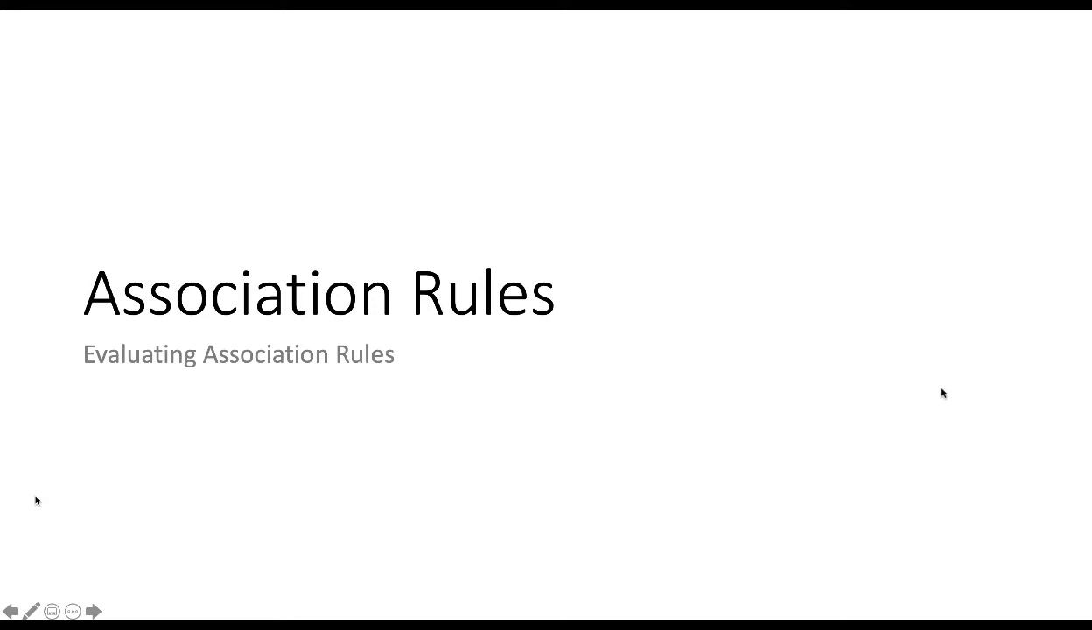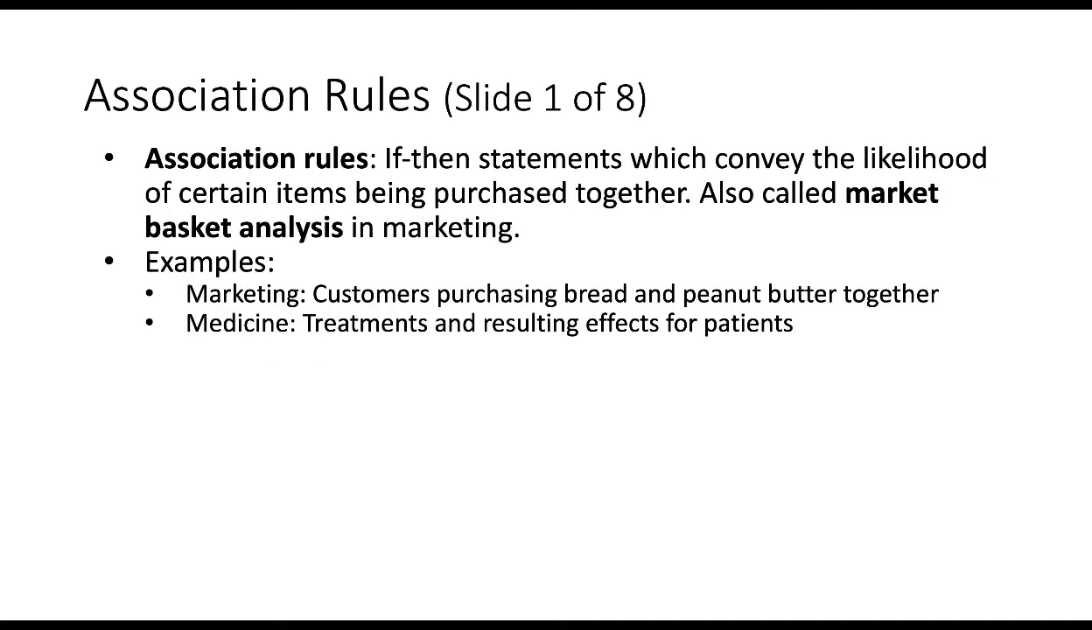In this video, I will talk about using association rules to describe the relationship between item sets. Association rules essentially help us to find the likelihood of certain items being purchased together for marketing purposes. So it's also called market basket analysis. Association rules are also applicable to other disciplines. For example, they can help medical researchers to understand which treatments have been commonly prescribed together for certain patient symptoms and the resulting effects.